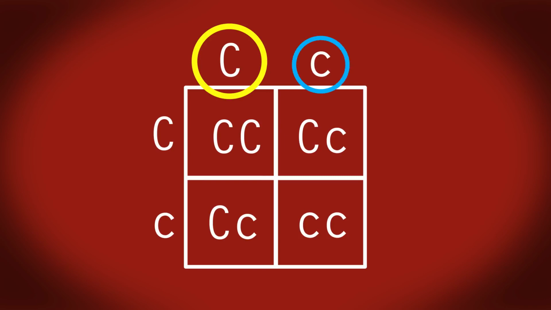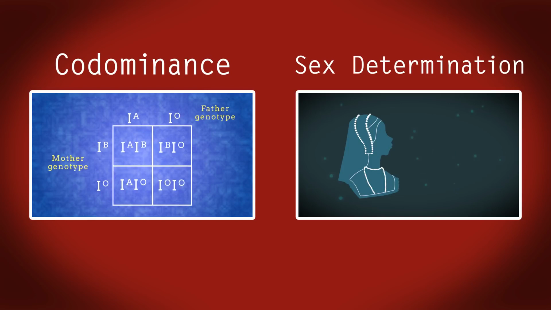So that is Punnett squares. Very useful for looking at the probability of genotypes of offspring. We will look at codominance and sex determination in different videos.